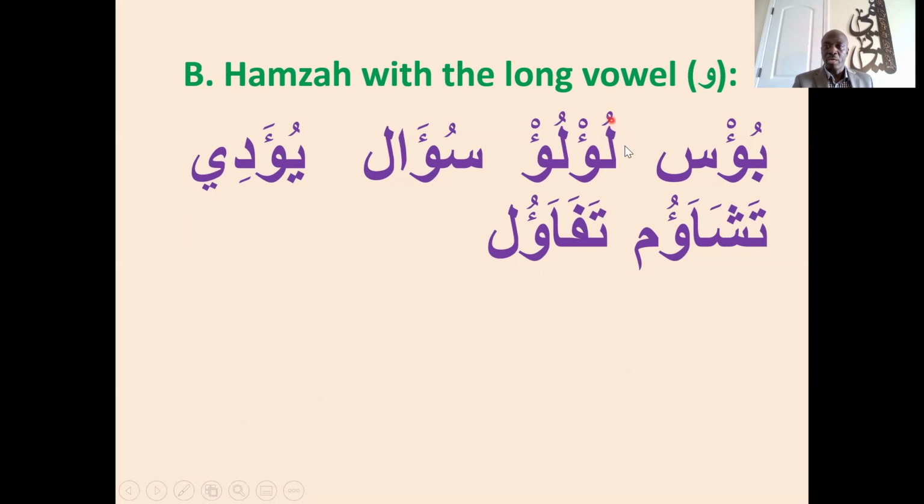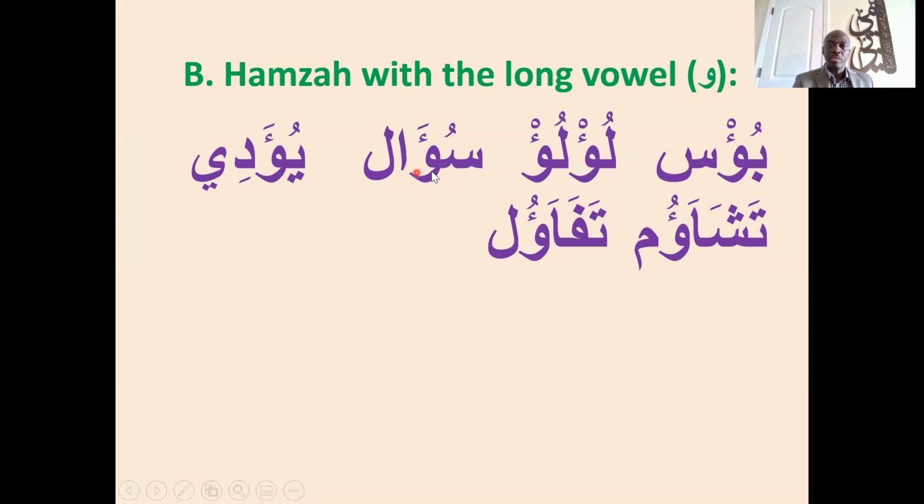Lam has the dhamma, and the hamza has the sukoon. The dhamma is stronger than the sukoon. So the hamza in this case has to be seated on the waw as the dhamma dictates it. And the other part, the same rule applies to the second part.